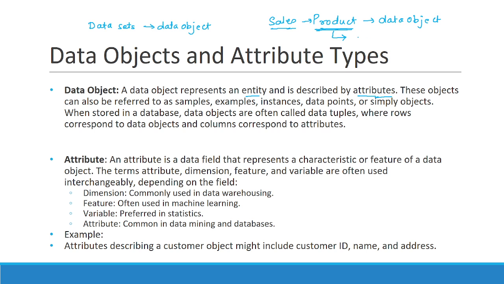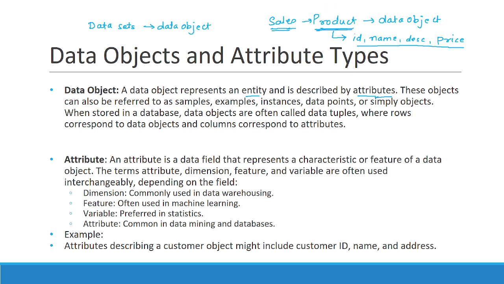Okay, let me give you one example. You will understand. Then you can give me the answer for another entity. So this is our sales data set. In that, product is one entity that can be described by ID, product name, product description, price. These can be the attributes of product. These are the attributes which will give you more information about your data object. This is called an attribute.